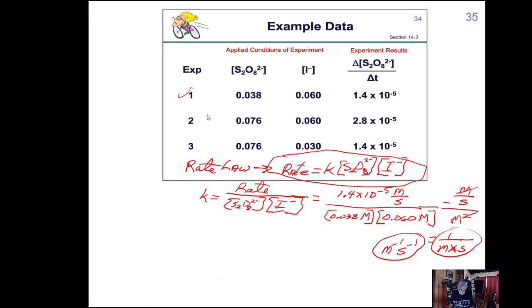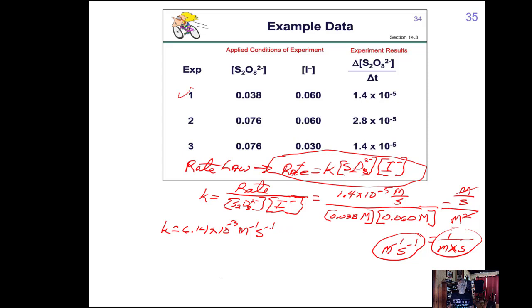So when I plug those values in my calculator, I've got 1.4 times 10 to the minus 5 divided by the product of 0.038 to the first power times 0.060 to the first power, close my parentheses, and I wind up with my rate constant K is equal to 6.14 times 10 to the minus 3, and my units are per molarity per second.